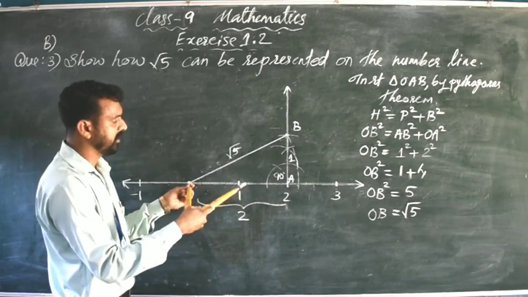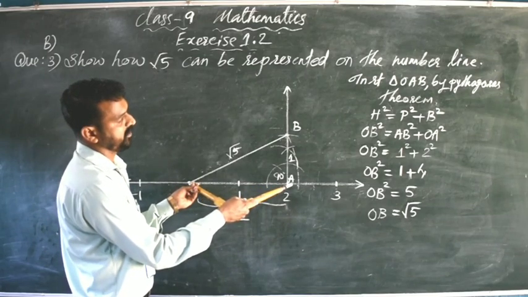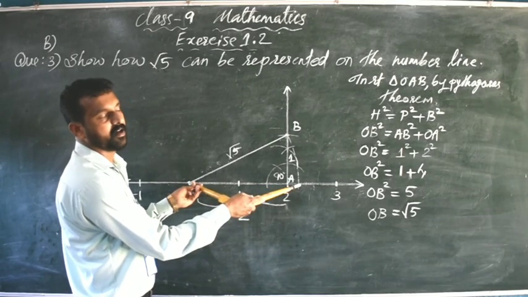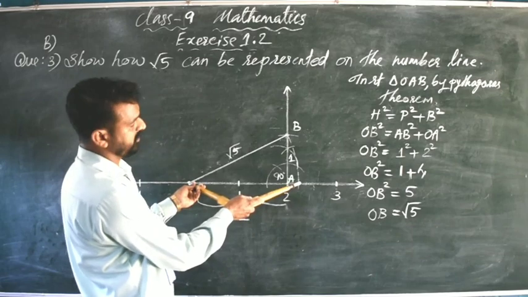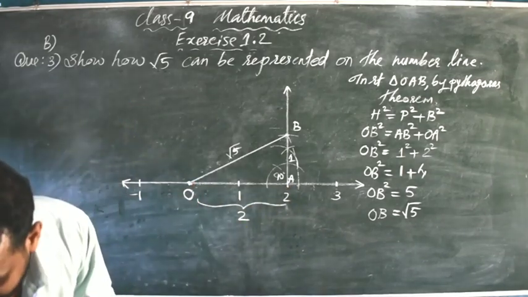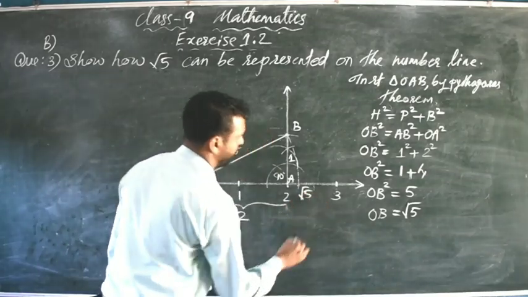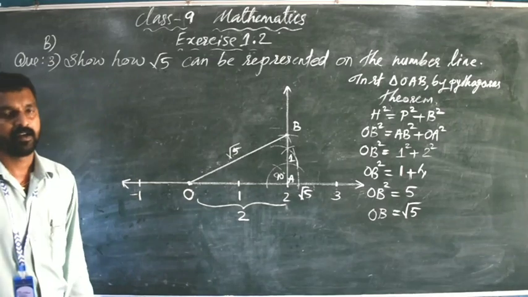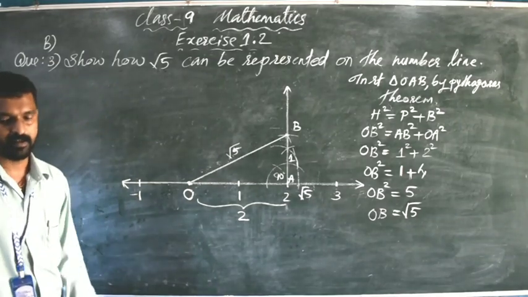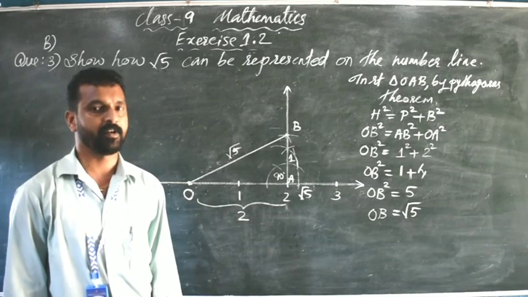From here to here, it is 1 centimeter. From here to here, it is 2 centimeter. From here to here, it is root 5 centimeter. So this one is the point root 5 on the number line. So here we have to mark it root 5. Now we have represented root 5 on the number line. That is the answer.